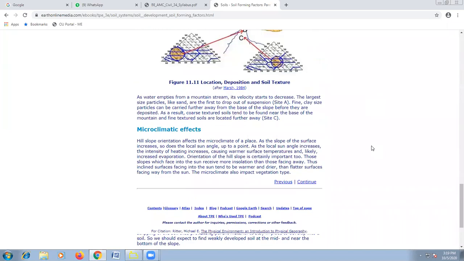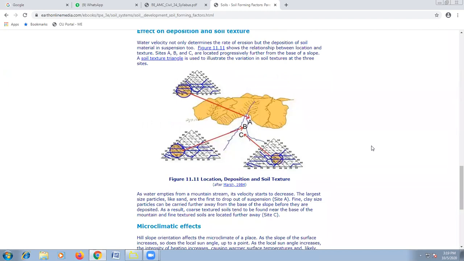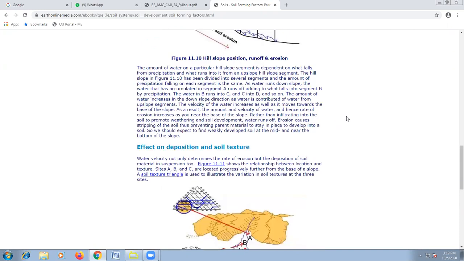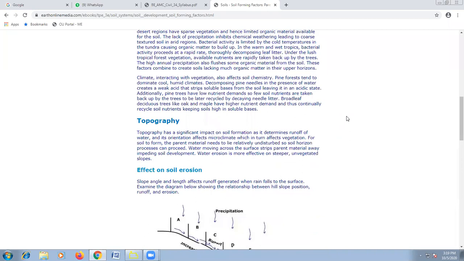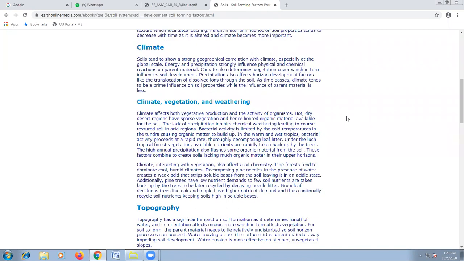Apart from all this, there's a last factor known as time duration. Time duration is very, very important in soil formation. Generally the top layer of soil, a few centimeters thick, would require thousands of years to be formed. So it is not as easy as we think. It takes thousands of years.